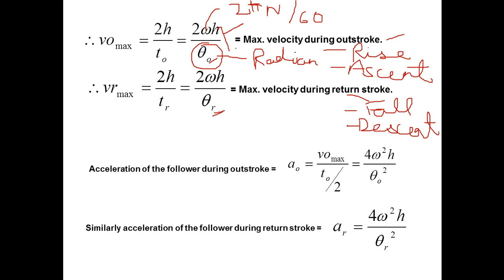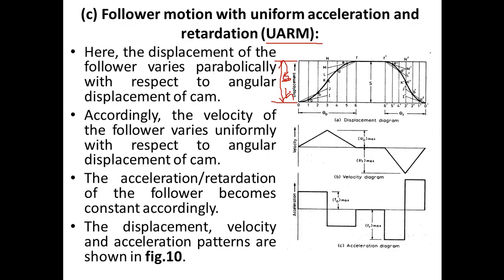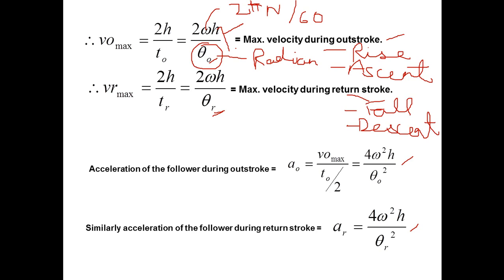Next, the acceleration formula is just the square of that: 4 omega square h divided by theta naught square. And similarly for the return, it is 4 omega square into h divided by theta r square. So these are the formulas to calculate velocity and acceleration during outstroke and return stroke by the UARM method, uniform acceleration retardation motion. Remember these equations to solve the problem.